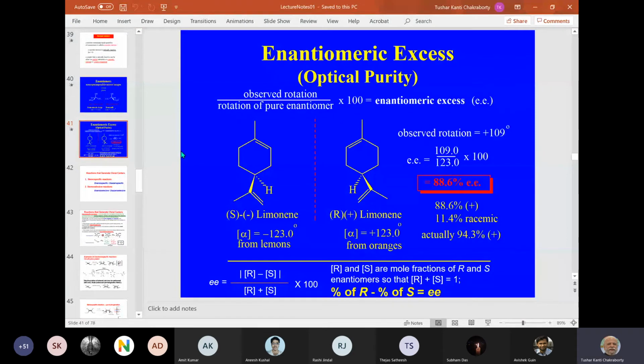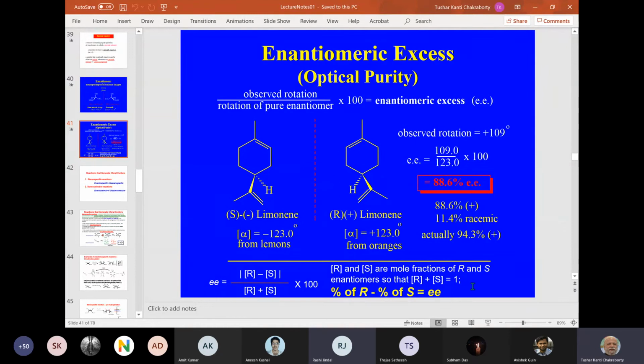Yeah. If you see that R minus S at the bottom, this is like 90, over R plus S, of course 100, multiplied by 100. So this becomes the same, a 90% enantiomeric excess. R and S are the mole fractions of R and S, so that R plus S equals 1. You okay? Okay. The simplest way is to know R minus S.